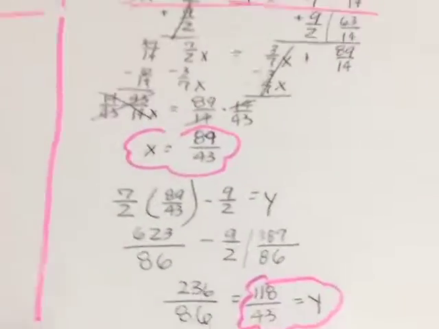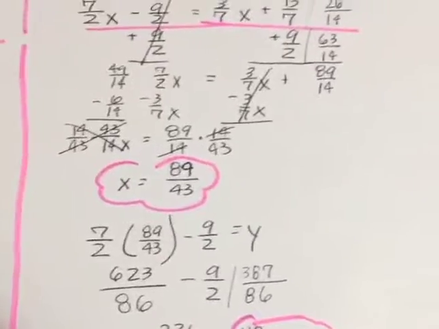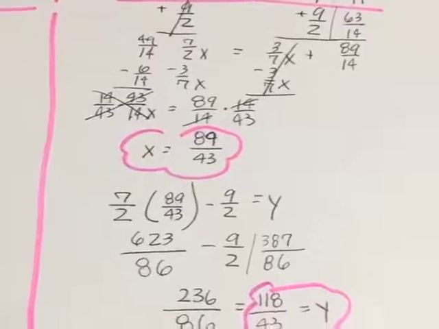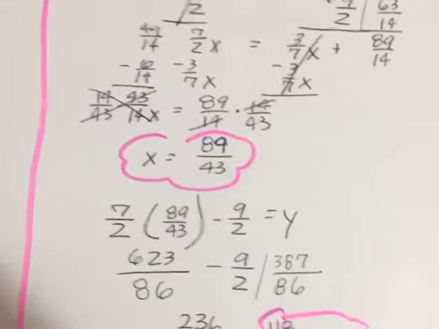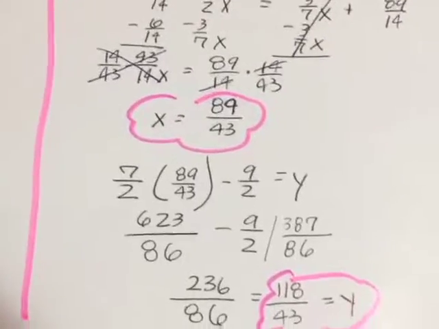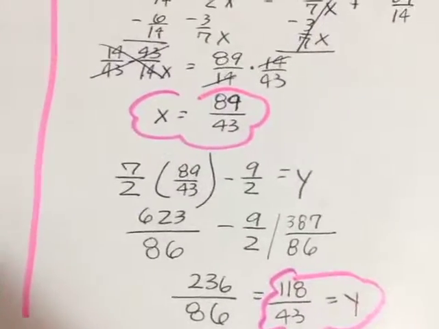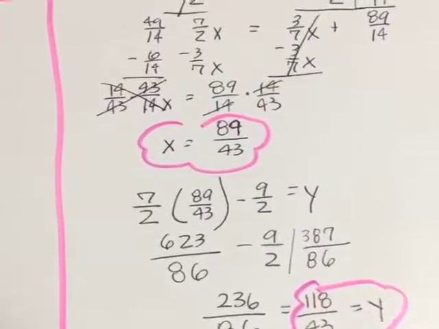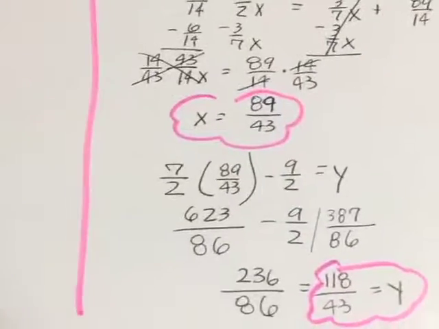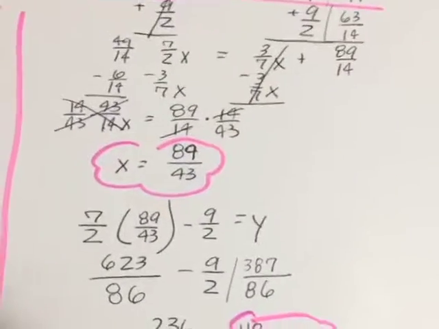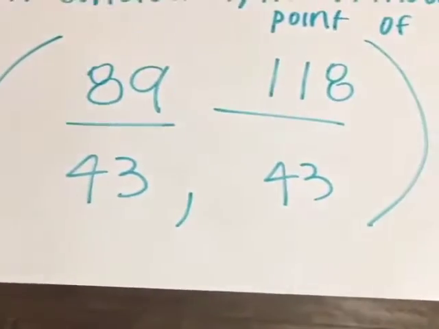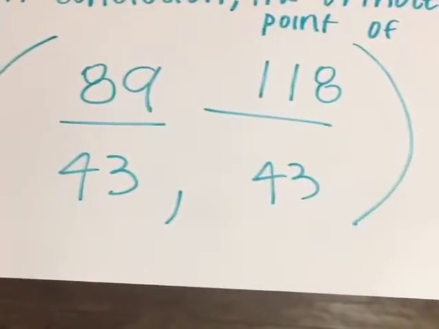So the final step, when we set 7/2 x minus 9/2 equals 3/7 x plus 13/7, we set that equal, and we get x equals 89/43, and then we plug that into 7/2 x minus 9/2, and we get 623 over 86 minus 9/2, or 387 over 86, which equals 237 over 86, and that can be simplified down to 118 over 43, which is y. So the final coordinates of the orthocenter are 89 over 43, 118 over 43.